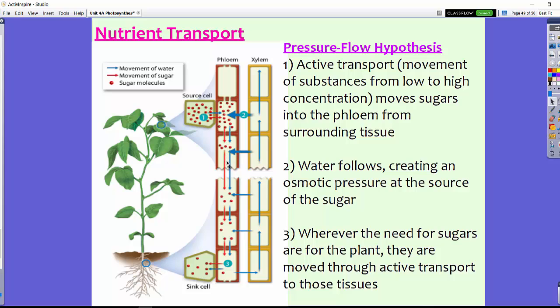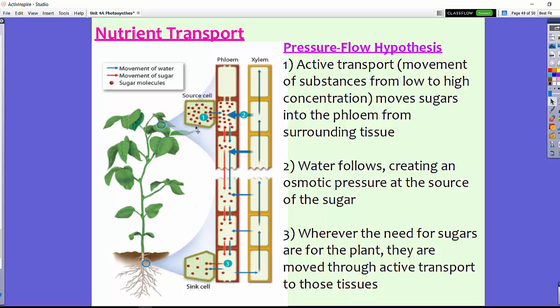As the water and the nutrients start to move down through the phloem, it's going to enter this third stage right here. Now, wherever the plant needs sugars, that's where they're going to move, and that's what's called a sink cell. And once again, they're going to be moved through active transport. So if this cell down here at stage 3 is in the root system over here, and that's where some sugar is needed, then sugar will be entering this cell through active transport as well, and then that cell is going to get what it needs.